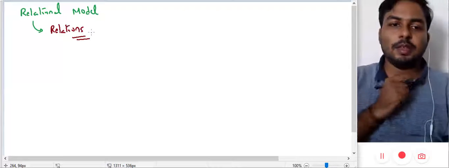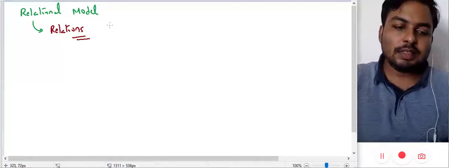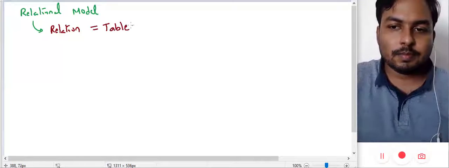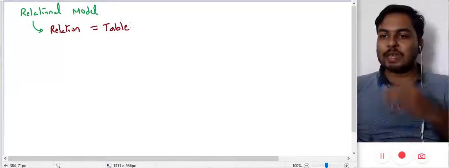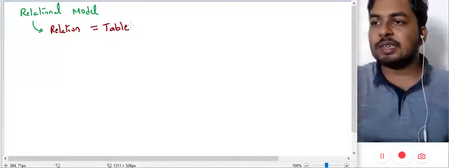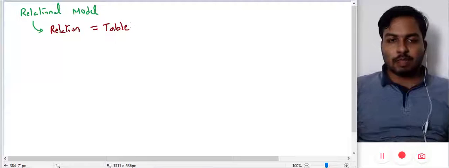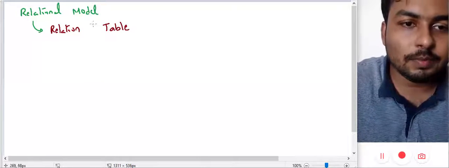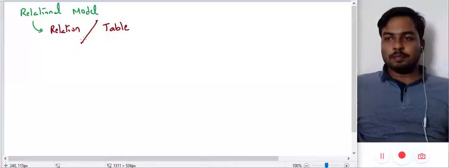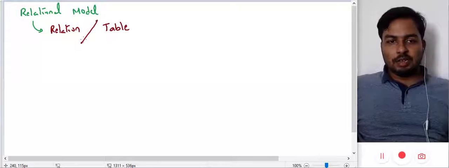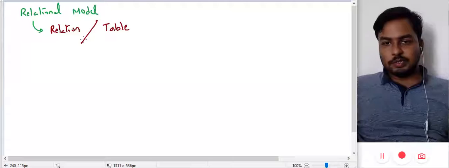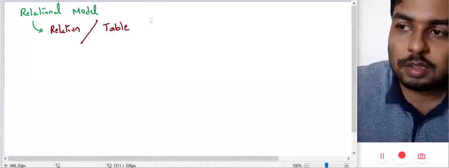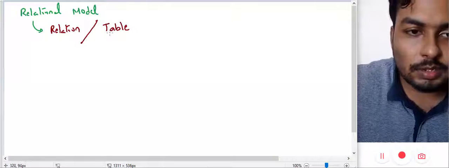What are relations? A relation is nothing but a table. So you call it a relation or you call it a table, both mean the same. I'll put a slash here. A table is called a relation. Understood? So a relation or a table, both are the same.